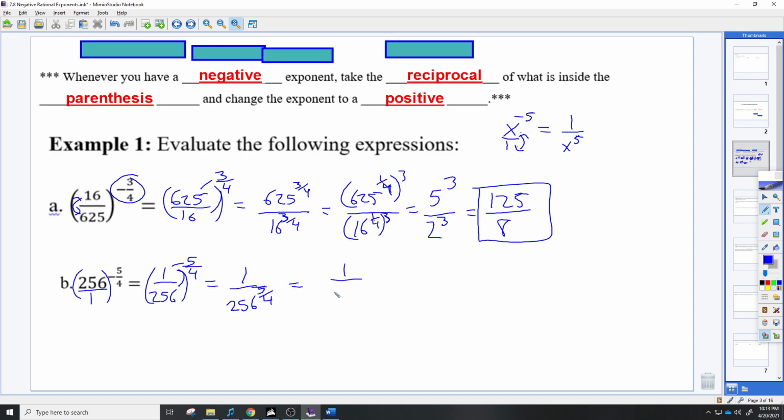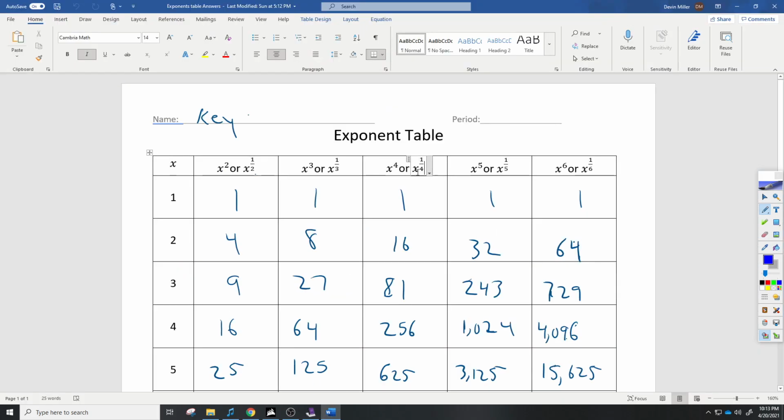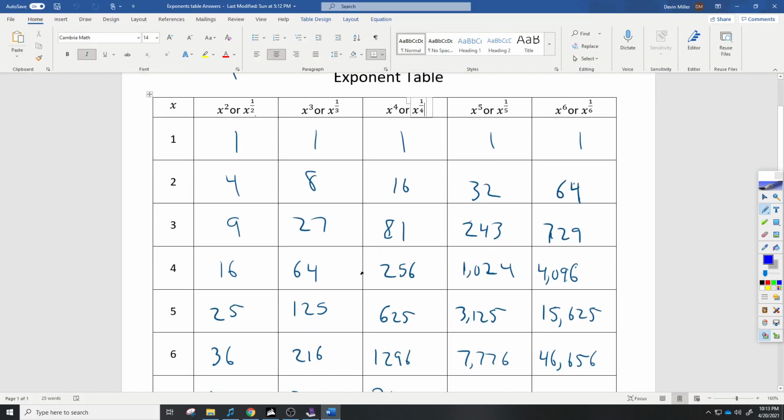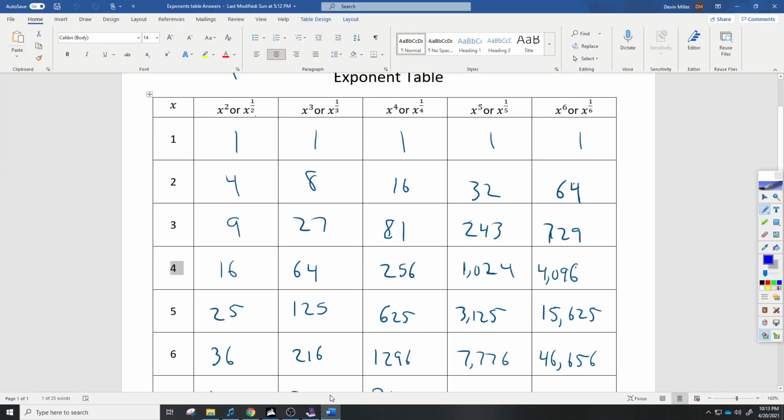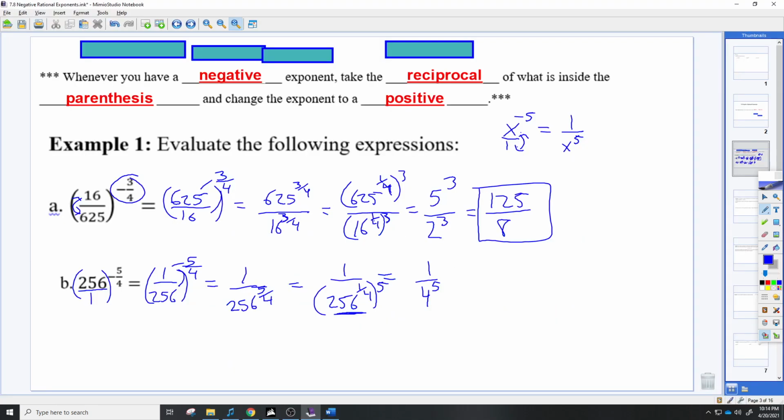All right, I'm going to separate this out. I think for the most part, I can just use the table. 256 to the 1/4 raised to the 5th. All right, let's look at the table for that. So 1/4, find 256. Here it is. That's 4. And then we're going to raise that to the 5th power. So I'll write this out. It'd be 1 over 4 to the 5th. So we took care of the inside, now we use the table to finish this off. 4 to the 5th is 1,024.